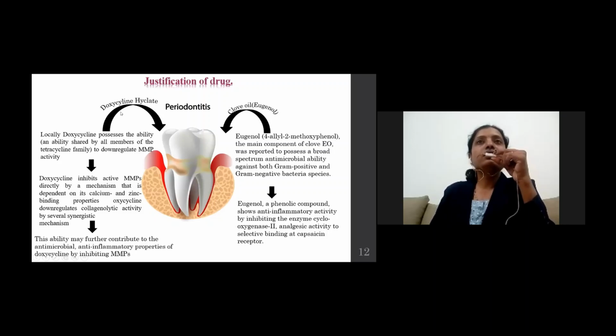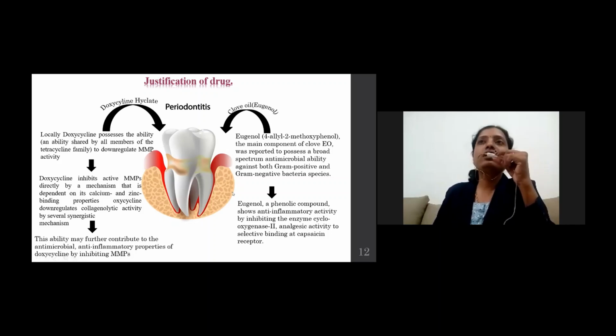Why have I chosen the doxycycline hyclate? Basically, it has an effect on MMP activity, that is the matrix metalloproteinase activity, which is associated with the calcium and zinc binding properties of certain enzymes. As well as that, it is also responsible for interfering with the 30S ribosomal units of the bacterial cell, so it will interfere with the formation of the bacterial cell also.